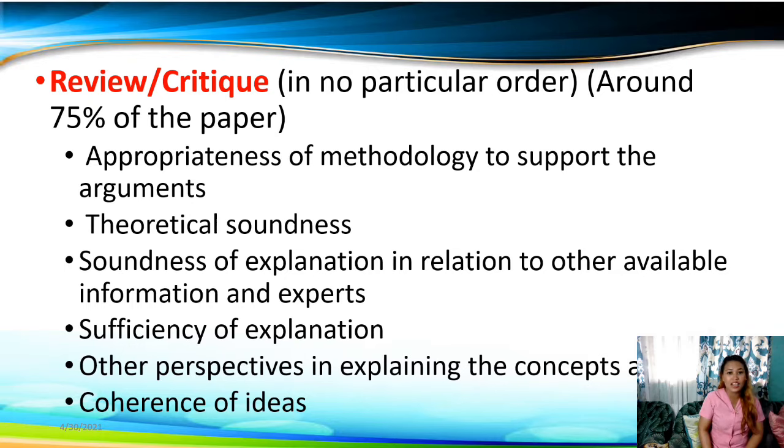Then we have the third, which is the review or critic. It is not in particular order. It could be around 75% of the paper. It includes the appropriateness of methodology to support the arguments, theoretical soundness, soundness of explanation in relation to other available information and experts, sufficiency of explanation, other perspectives in explaining the concept, and the coherence of ideas.